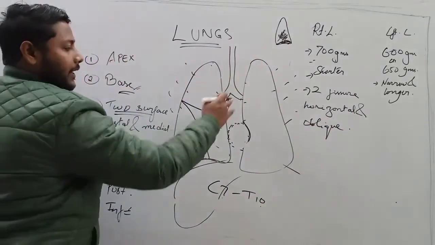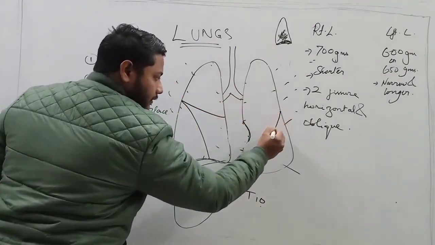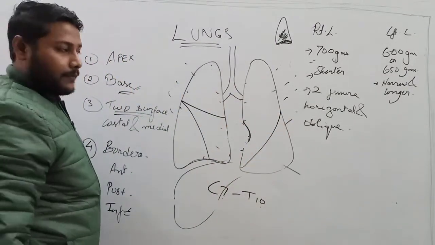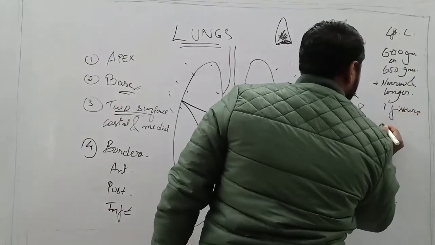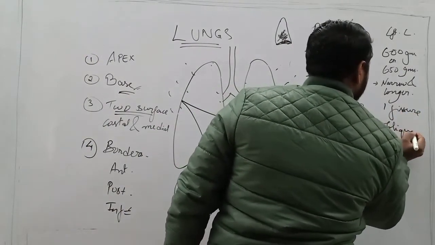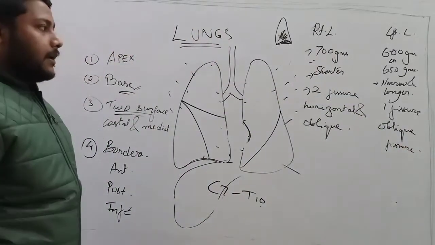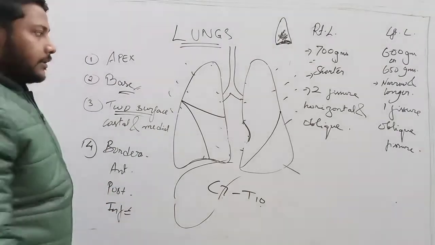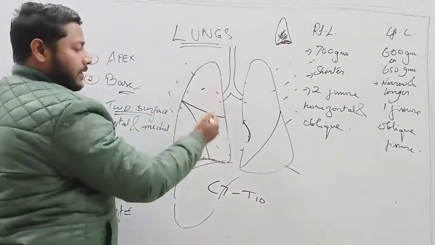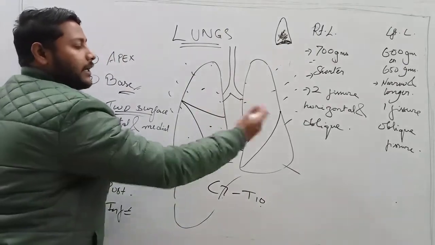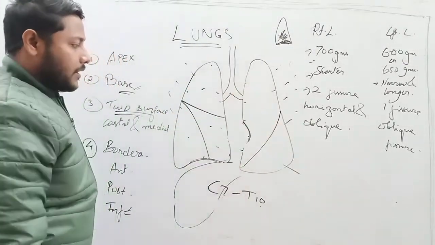On the other hand, the left lung has only one fissure, that is the oblique fissure. Clear? Which means the right lung consists of three lobes: the upper, the middle and the lower. On the other hand, the left consists of only two lobes, the upper and the lower.